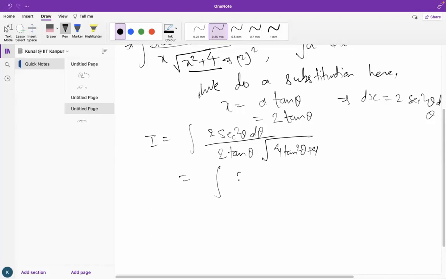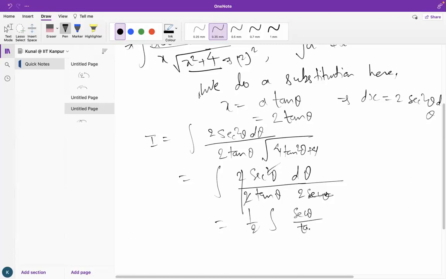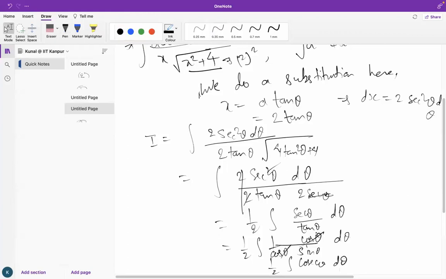So when we integrate this, what do we get? 2 sec square theta. When we manipulate this, we get 2 tan theta, and 1 plus tan square theta will be sec square theta, so 2 sec theta. Now when we simplify this, the 2 gets cancelled, so we get simply sec theta by tan theta d theta. Converting into basic sine and cos form, sec theta is 1 by cos theta and tan theta is sine theta by cos theta, so our cos theta gets cancelled. So we get 1 by 2 cosec theta d theta, right?